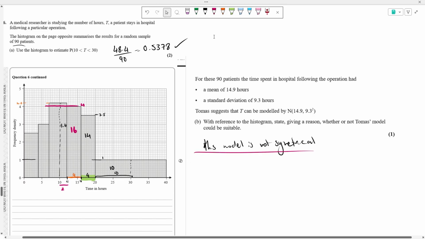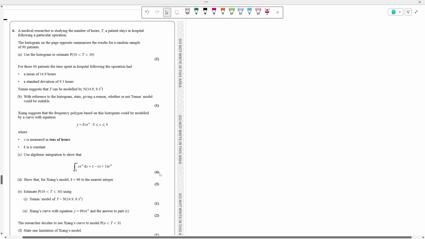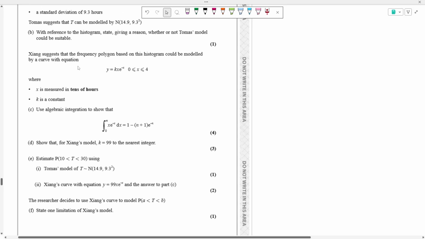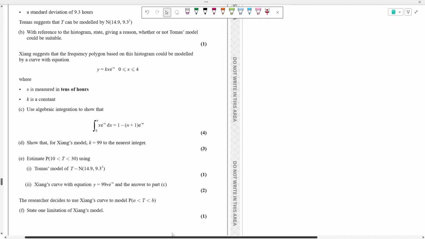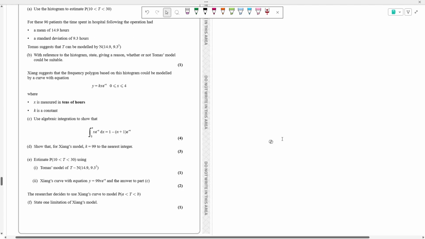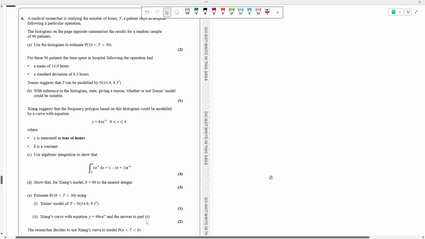Okay, cool. Part C of this question. Zhang suggests that the frequency polygon based on this histogram could be modeled with this graph here, where x is measured in tens of hours and k is a constant, and use algebraic integration to show that. Okay, well this is just pure maths here. All right, well this is going to be using your integration by parts. I'm actually going to be using the DI method really quick.